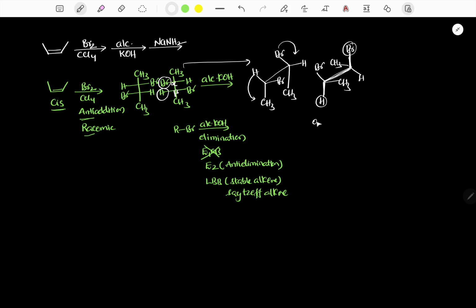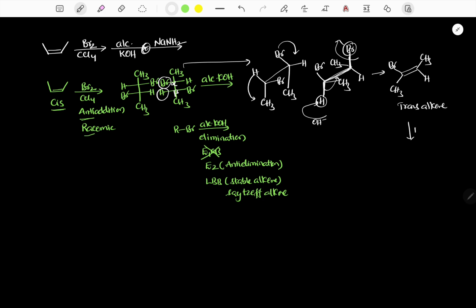Now in the presence of alcoholic OH⁻, the proton is removed. At the same time this bond will migrate like this. Therefore it gives the corresponding product like this: CH3, CH3 on opposite sides, Br and hydrogen. So we are getting the corresponding trans-alkene.